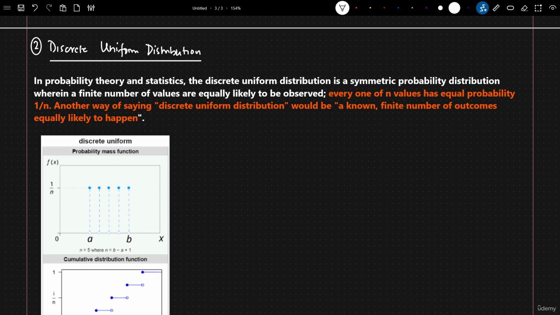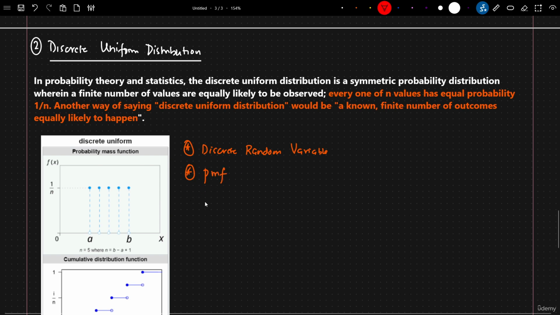Now, whenever we talk about discrete uniform distribution, since we are talking about a discrete random variable, here we are basically talking about a discrete random variable. Okay. The second thing over here is that we basically use a PMF to showcase this entire distribution. So let's take an example for this. The example over here will be rolling a dice.